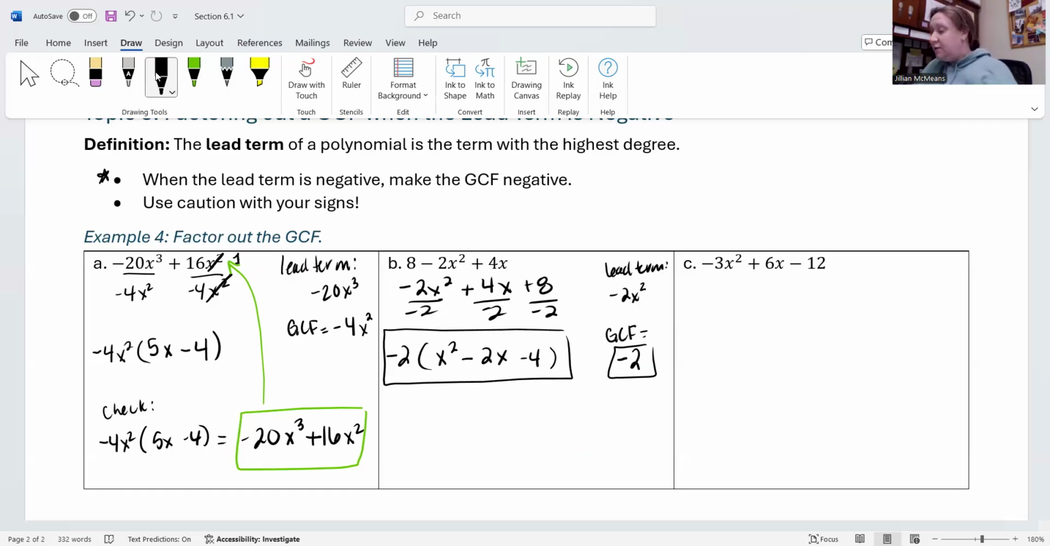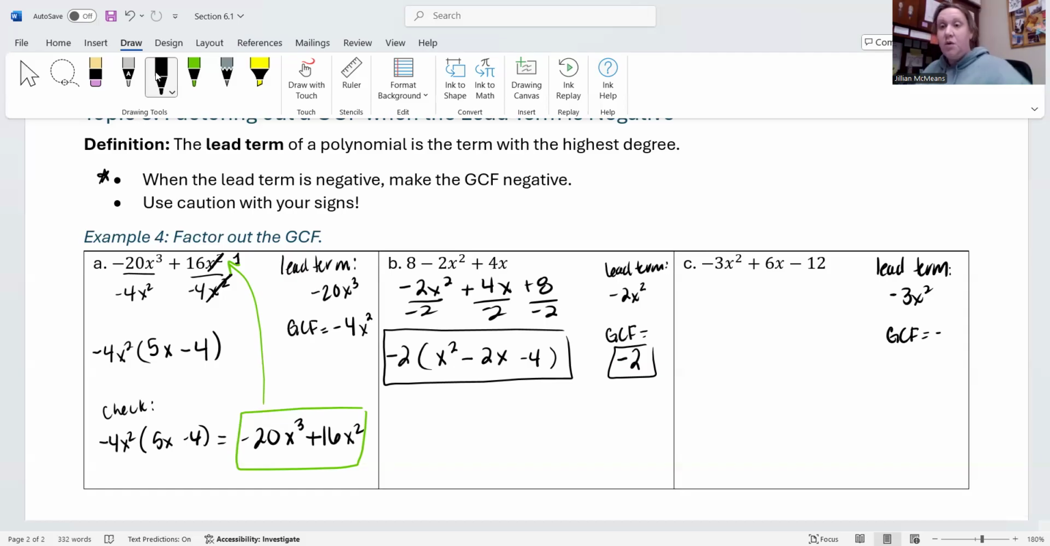All right. Finally, for part C, this one is already in standard form. Okay, so we've got our degree 2 term, our degree 1 term, and then our constant. The lead term is -3x squared. And since the lead term is negative, my GCF must also be negative.